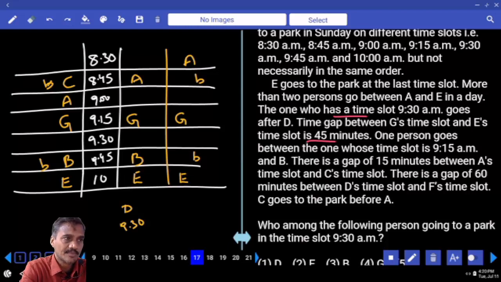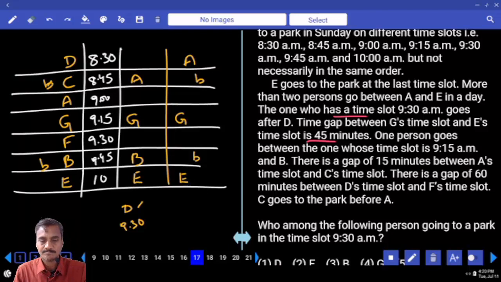Now this D is before this 9:30, D must be. Now if D is here, then who is the person after here? And F is the person after. Now this is the final arrangement we have. Then, there is a gap of 15 minutes between A and C. Now between A and C the 15 minutes gap is at 9:30 or at 9 o'clock.